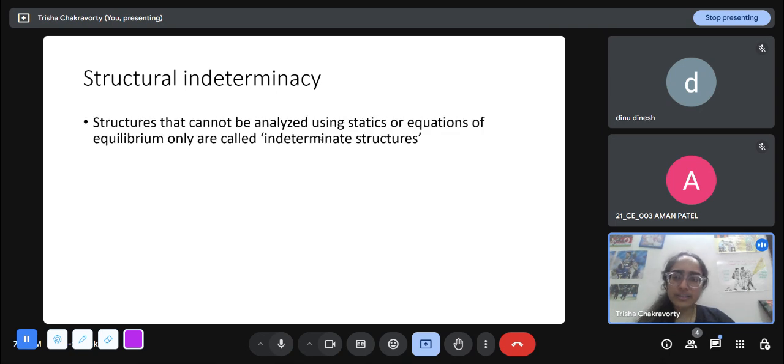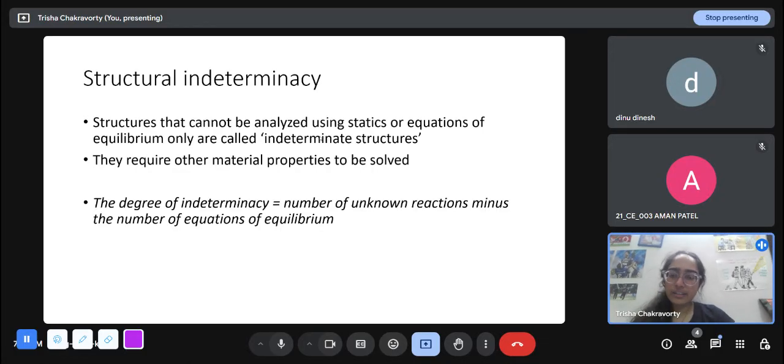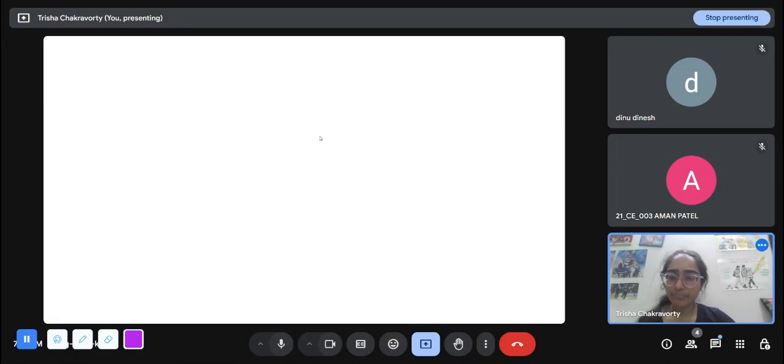And structural indeterminacy: structures that cannot be analyzed using statics or equations of equilibrium only are called indeterminate structures. They require other material properties to be solved. The degree of indeterminacy is the number of unknown reactions minus the number of equations of equilibrium.